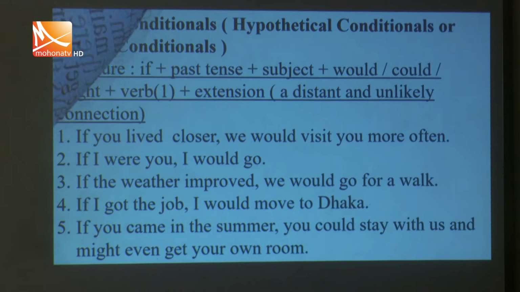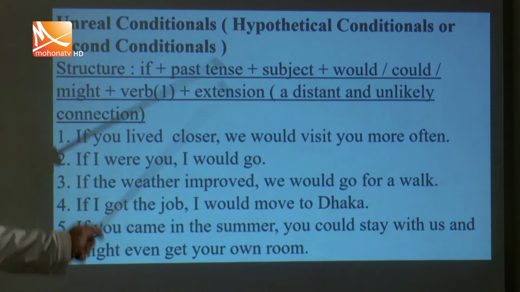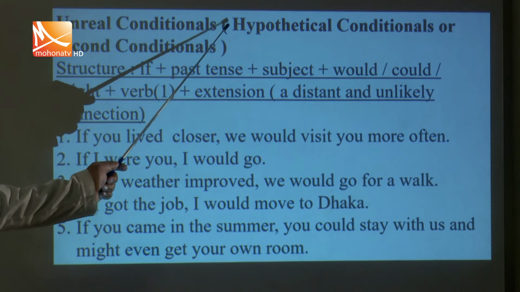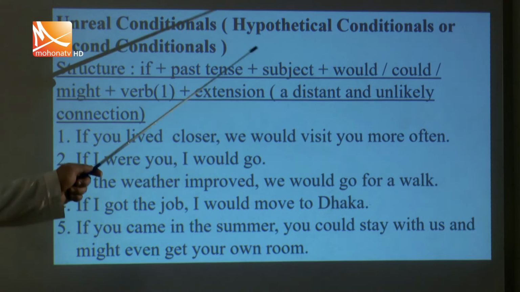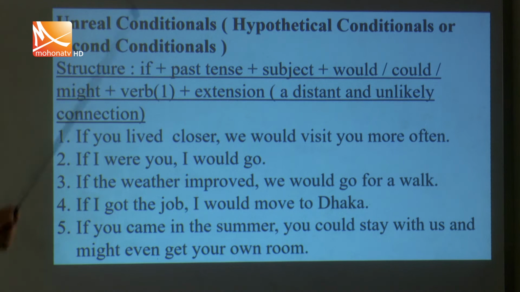So now we will go to unreal condition. We have already learned about real condition. Now we will go to unreal condition. That means there is less possibility here. There is less possibility, or even zero possibility sometimes. Another name for unreal condition is hypothetical conditions, or second conditional.